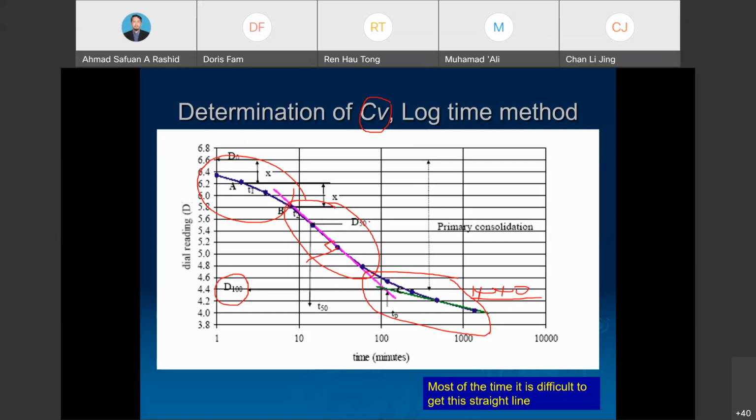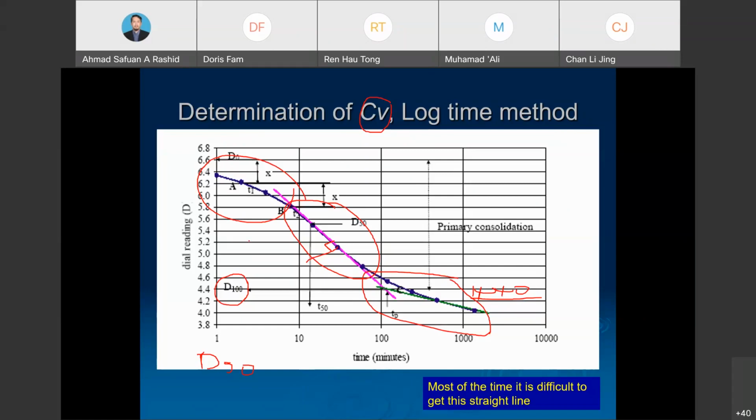Because the objective of this drawing is to get the value for the D50. D50 cannot easily be obtained unless we get the D100 and D0, then we divide into 2. Kan? Maknanya D100 tolak D0, divide into 2, then we gain the D50.